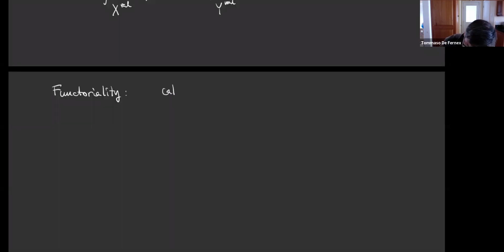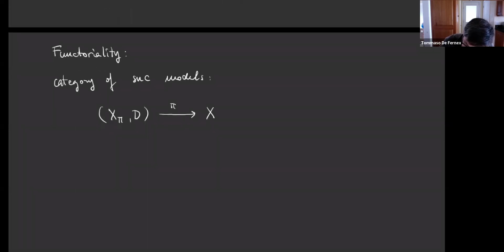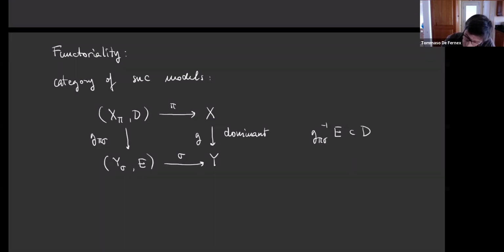So we look at a category of simple normal crossing models in the following sense. Maybe work over some base, but let me just tell you what the maps are. Objects will be something like simple normal crossings on some variety. And a map will be given by a dominant map between the varieties, which induces a map on the simple normal crossing models. If we call it map g, this we call g_pi,sigma. And we ask that the g_pi,sigma inverse image of E is contained inside the support of D.